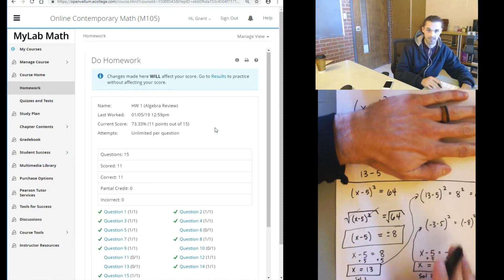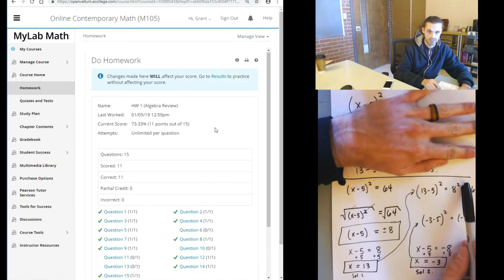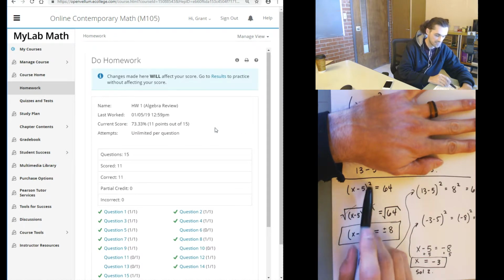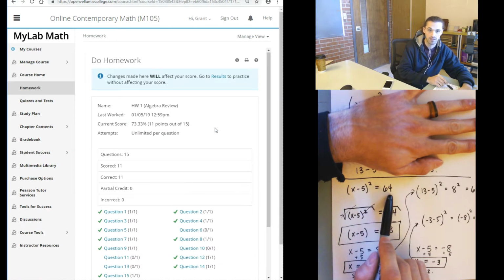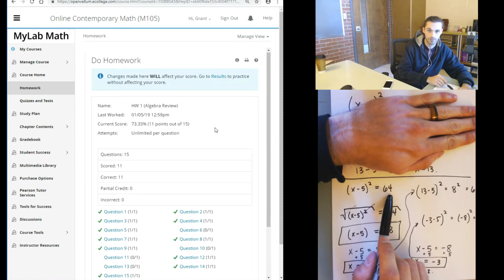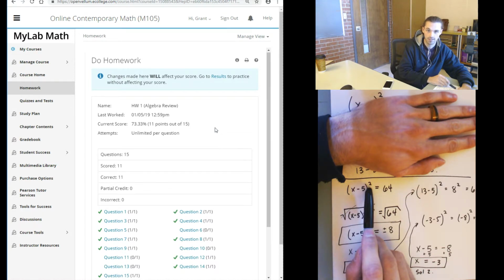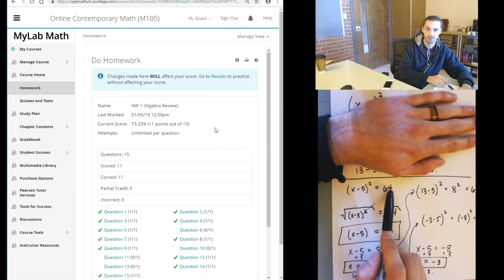So for this guy, let's go ahead and just focus on this bottom piece. We have the quantity x minus 5 squared equals 64. So the first thing we want to do, keep in mind the goal is to isolate x, get it alone and by itself on one side of the equation. So I need to peel away this square. To undo a square, I need to take a square root. So I take a square root of both sides of my equation.